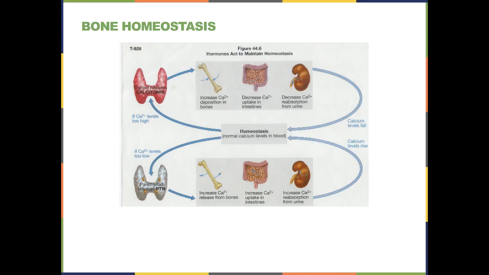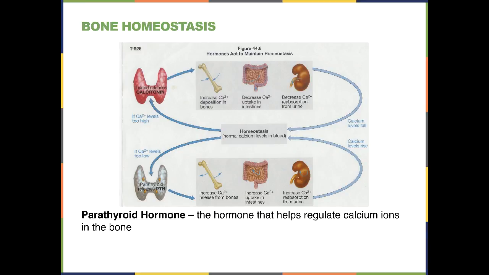Bone also undergoes active metabolism, and this is what I mean when I talk about bone homeostasis. There are 2 important hormones which we will talk about in this diagram that have to do with bone metabolism. The first of these hormones is called parathyroid hormone, and parathyroid hormone is shown on the bottom half of the diagram, and it helps regulate calcium ions.